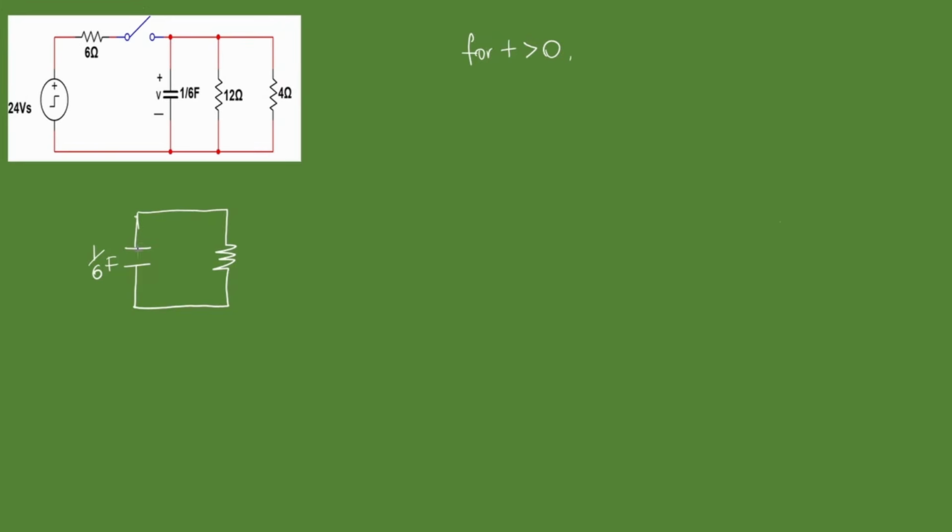For t greater than 0, we have 1/6 farads and 3 ohms. And what we have to do is very simple substitution. We know that the time constant is RC. That's going to be 3 ohms times 1/6, which is 1/2, or 0.5 seconds.